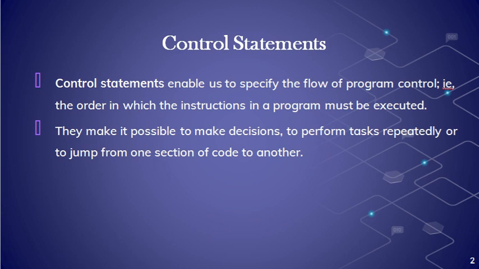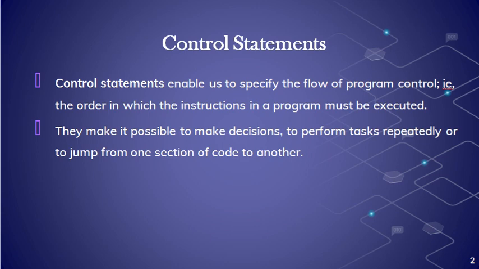Then maybe a jump has to be done whenever we want to place some other code in the current place, like that. So control statements enable us to specify the flow of program control. They make it possible to make decisions, to perform tasks repeatedly, or to jump from one section of code to another.